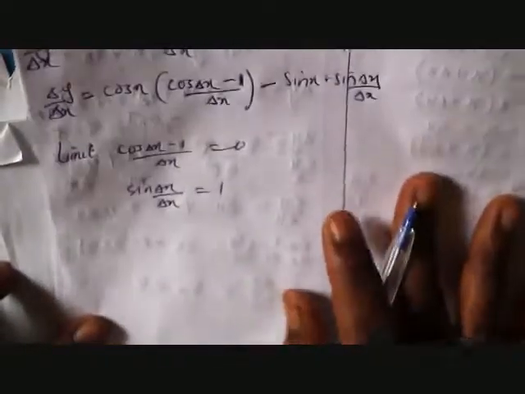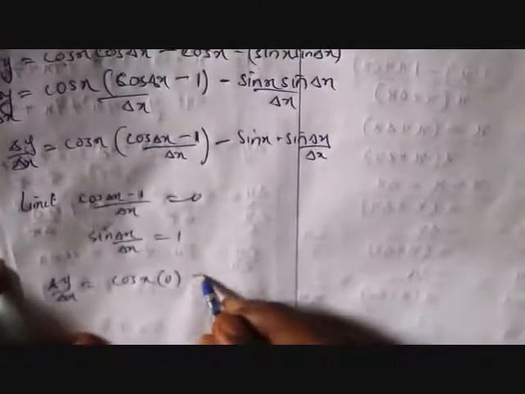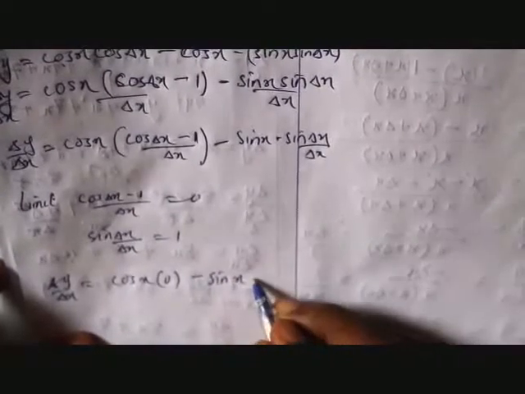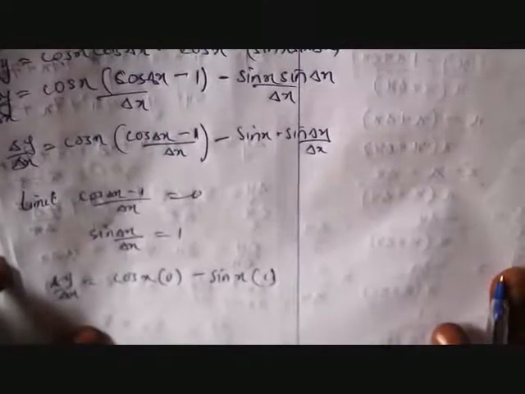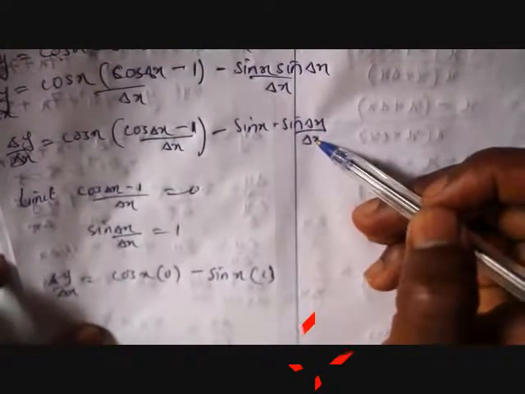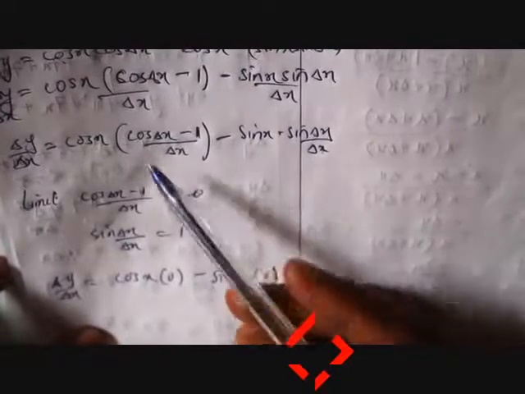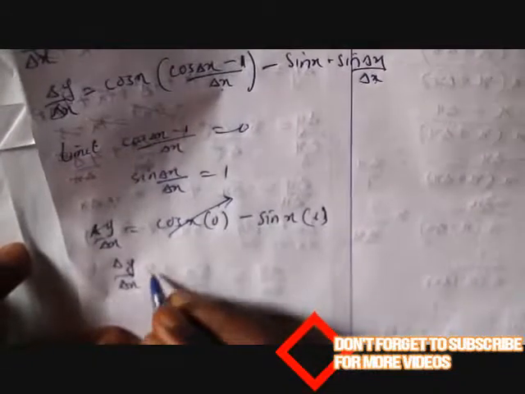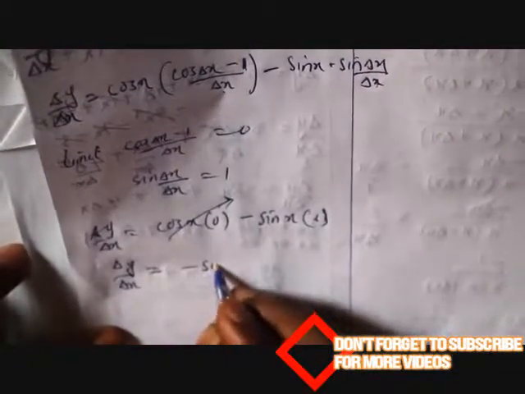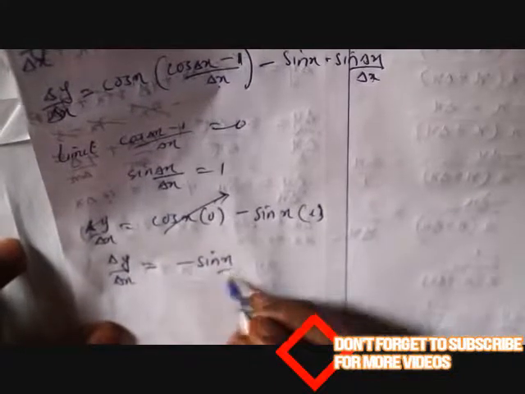So if you substitute, dy/dx will be cos x times 0 minus sin x times 1. Since sin dx over dx will be 1 and (cos dx minus 1) over dx will be 0, so here goes to 0, and dy/dx will be minus sin x. That is the final solution.